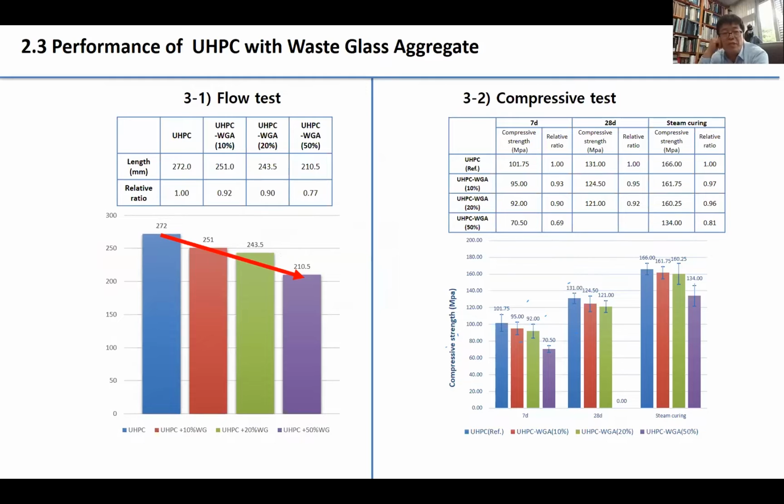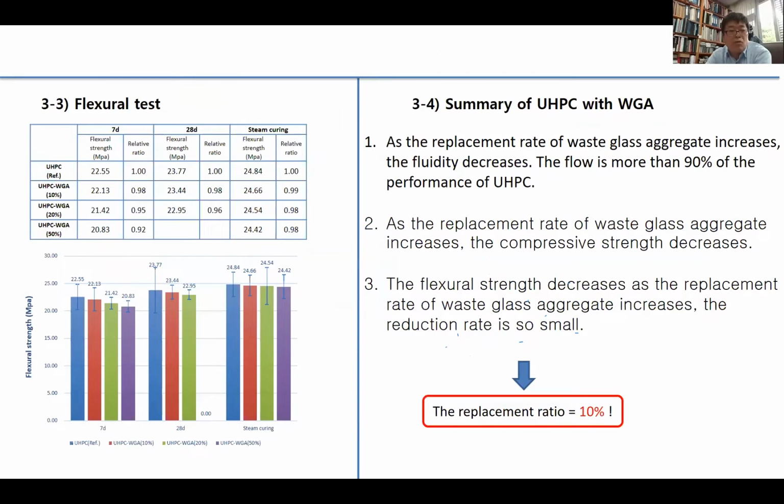In the flow test of the 4 types, you can see the flow decreases by adding this waste glass aggregate. Compressive strength showed a little decrease when you added this aggregate. Flexural tests also show some decrease of strength as the proportion of WGA is increased. So what is the optimum replacement ratio? We selected 10%, which is enough to keep the strength and other mechanical properties.